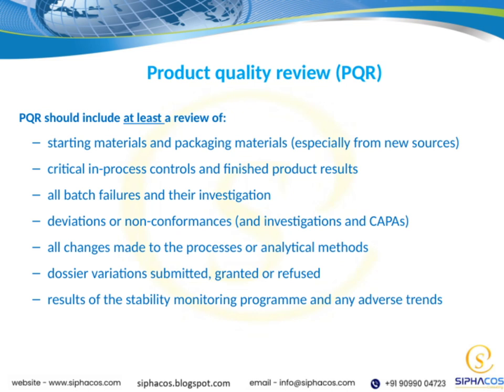First, it's essential to review the starting materials and packaging materials, especially those sourced from new suppliers. This helps ensure that all inputs meet quality standards and haven't introduced any new risks. Next, we need to look at critical in-process controls and the results from finished product testing. These controls are vital for confirming that each batch meets specifications throughout production. We should also examine all batch failures, including the investigations that followed. Understanding the root causes helps us prevent similar issues in the future.